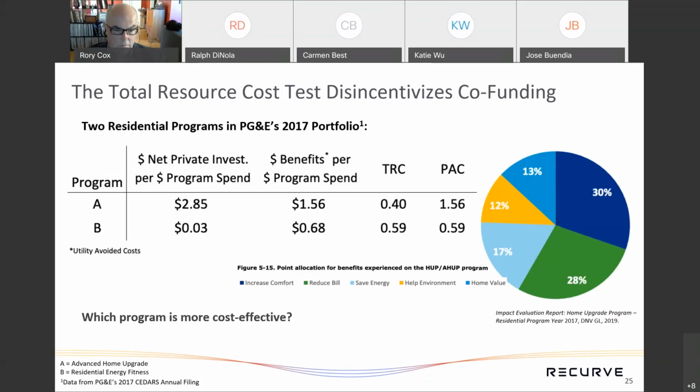And even though we know from evaluation that a large portion of the investment that consumers are willing to make is to capture other value for themselves, we look at that as a barrier rather than an opportunity for really leveraging their needs to meet grid needs. It's really a bridge to scale. And our cost tests right now in energy efficiency present a barrier to that.